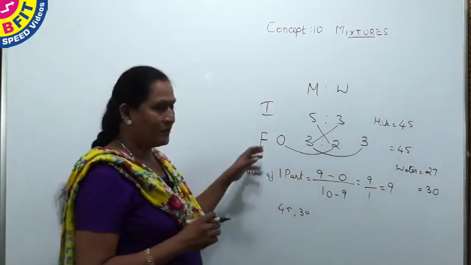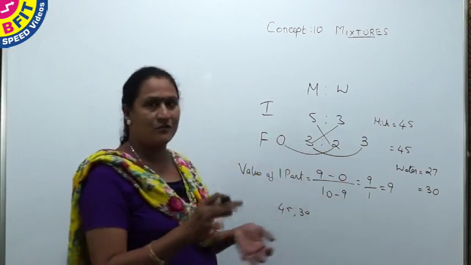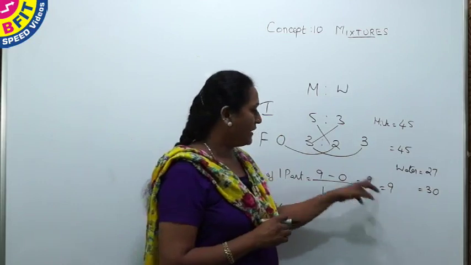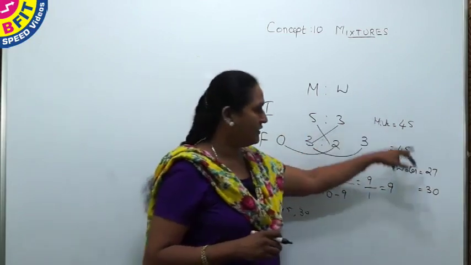So for this concept also, where only one part is added, we have used the smiley concept and found this value of one part, and to find the initial values, multiplying this with 5 and 3 we get the initial values.